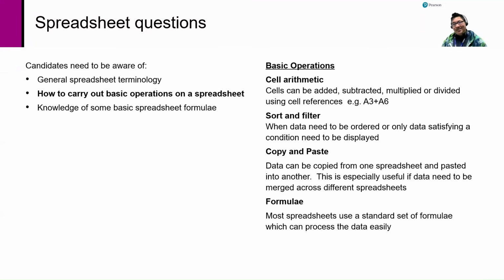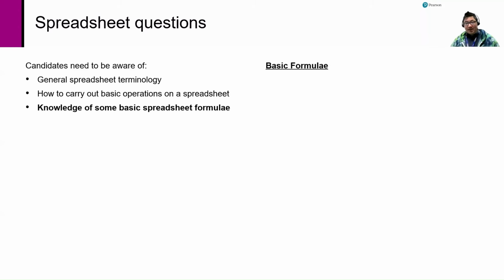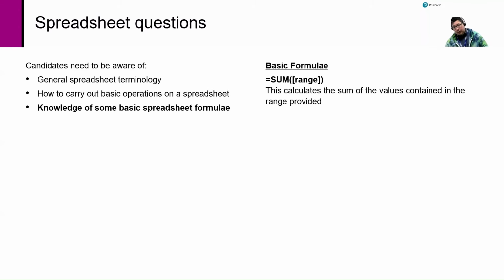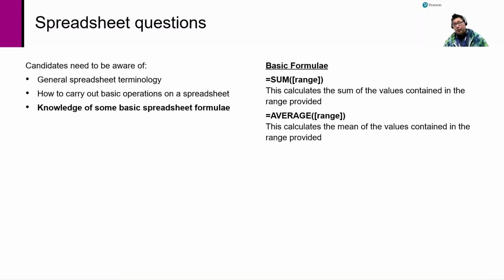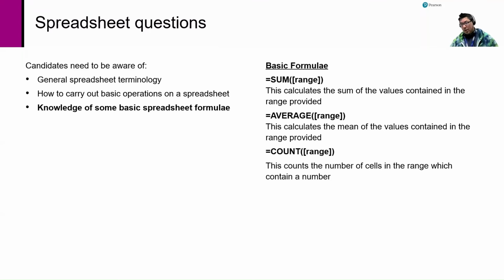Now, the absolute basics that candidates need to know about, basic formulae, they need to know about the sum command. The sum will calculate the sum of the values that they have referenced in their range. So the sum from A1 to A6, that is a standard spreadsheet formula, in which case they can write that down and say that's what the sum is. Equals average is another one, and that calculates the mean.